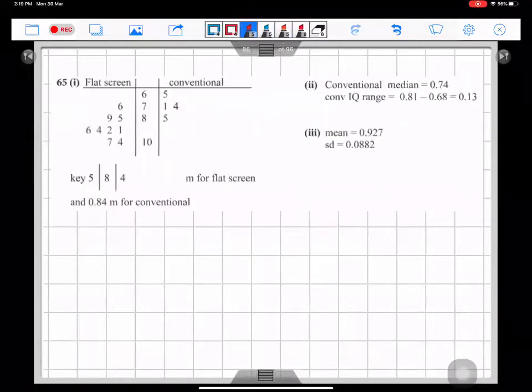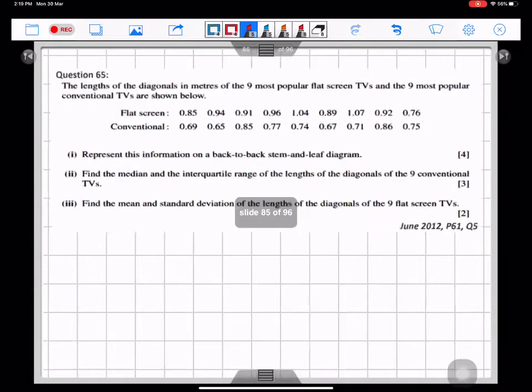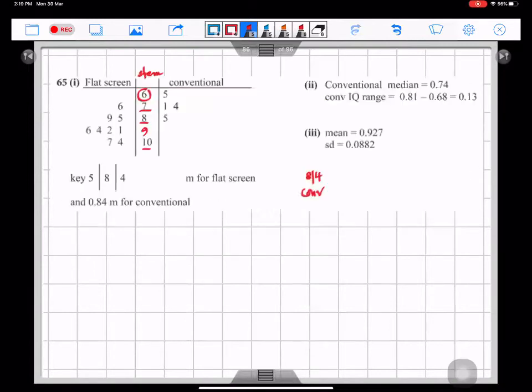So this is the stem. You don't have to write that this is the stem. That's how it is. This is 6, 7, 8. There is no 9 and there is 10. I think 9 is missing. This is the 9. And what is the key? The key is, for example, 8/4 for conventional. What does it mean? It means 0.84 meters. So that means 0.84 meters.